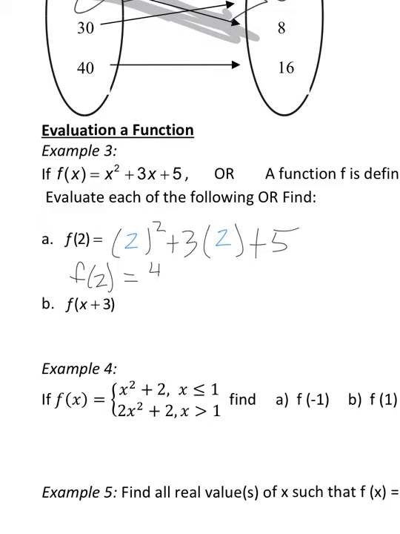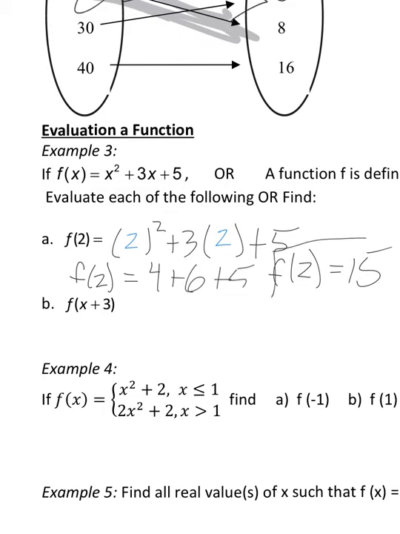2 squared would give us 4, plus 3 times 2 is 6, plus 5. And writing below it, I ran out of room. I'm going to actually write it over here. So again, preferably working down. That would be 10 plus 5 is 15. This shouldn't be f of x, it should be f of 2.